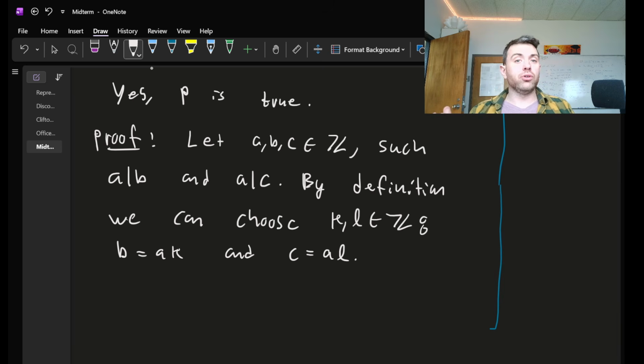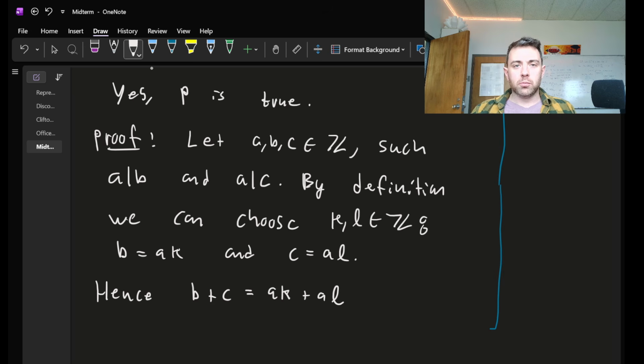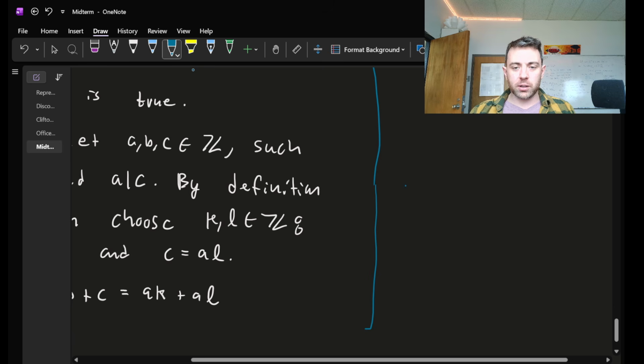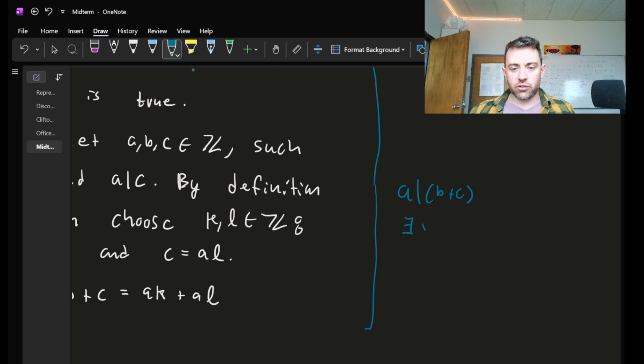What could I possibly do to those equations to get something involving B plus C? Well, I could add those equations together, right? So hence, B plus C is equal to AK plus AL. But what am I trying to prove? Over on the right side of this line, I'm trying to prove that A divides B plus C. That means there exists an m in the integers such that B plus C is equal to A times m.